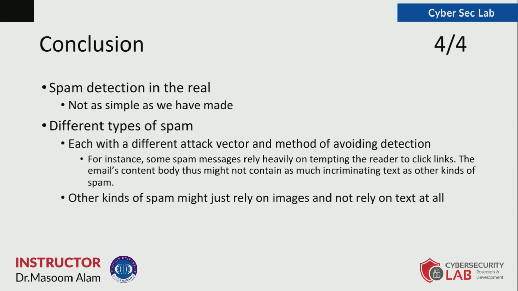So for instance, some spam messages rely heavily on tempting the reader to click links. So they are not textual messages. They just have, for example, one or two links, or one word and then a link. So the email content body might not contain as much incriminating text as other kinds of spam. And other kinds of spam might just rely on images and do not rely on text at all.